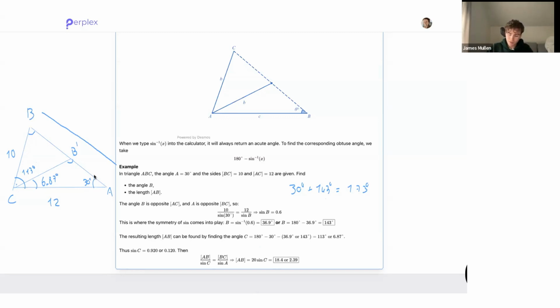And I know that sine of 30 degrees, you can check on your calculator, is 1 over 2. And so I rearrange this. I bring sine C over here, and I get BC times sine C divided by sine of A. BC is equal to 10, I see that on the diagram. And sine of A is equal to 1 over 2, so it simplifies to 20 sine of C. And then, finally, just plugging in the two possible values in my calculator for the angles that I found for C, I either get 18.4 or 2.39.